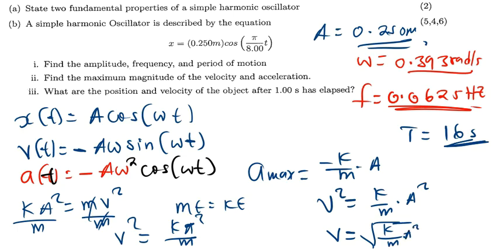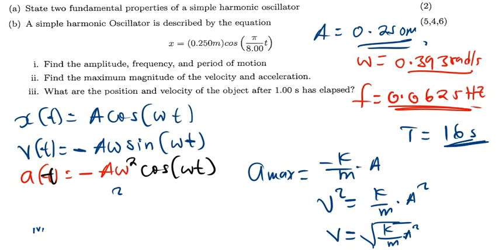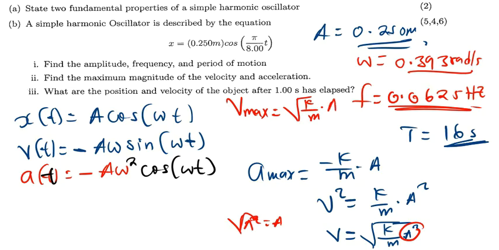But what I can do here is rewrite this formula. I'll put v max equal to the square root of k over m times, then I will remove the square on a, because the square root of a squared is just a, so I'll put a here. Okay, so these are the formulas I wanted us to know. These two.